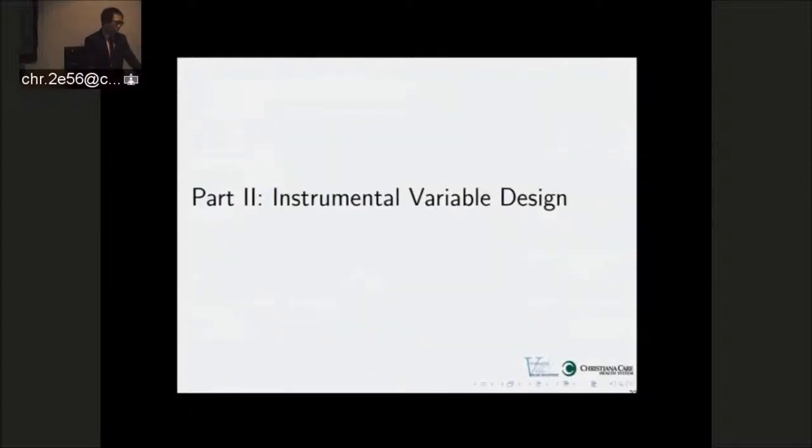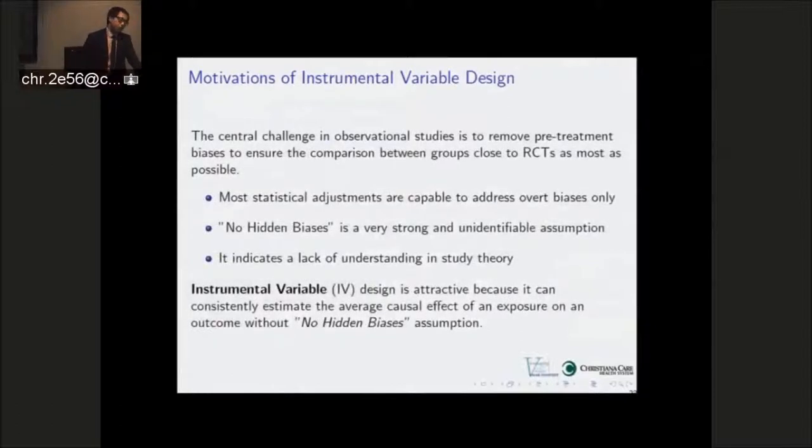Okay, let's move to the second part called the instrumental variable design. So the motivation. As I said, the central challenge in observational studies is to remove pretreatment bias, to ensure the comparison between groups is as close to a randomized controlled trial as possible. But we also know most statistical adjustments can only adjust for overt or measured bias.